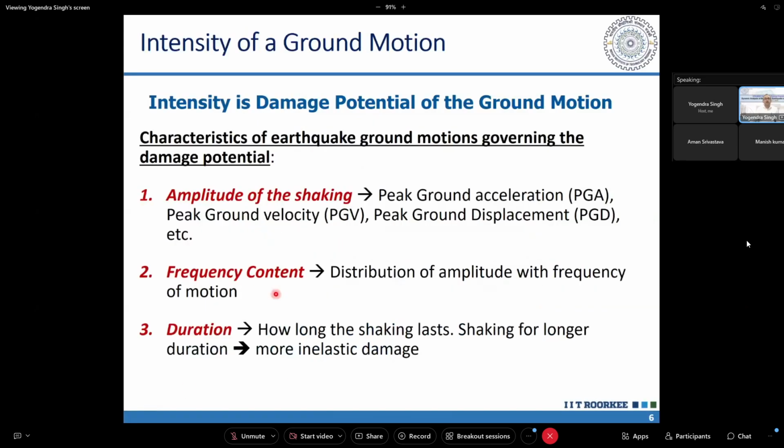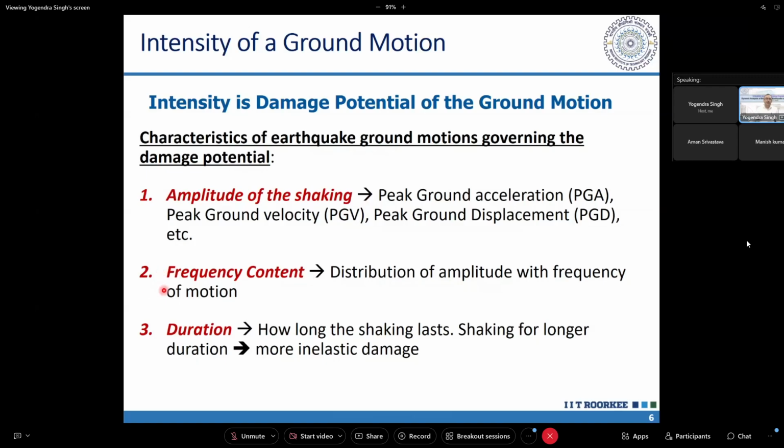So coming back to that question, which earthquake will I use? I need to identify the characteristics of those accelerograms. There are three characteristics of the accelerograms which define its damage potential or level of shaking, which we need to consider. One is the amplitude of shaking. PGA, PGV, and PGD are the three peak amplitudes, and these are important to us. Larger PGA means more damage or higher intensity. But the PGA alone is not enough to define the intensity of shaking.